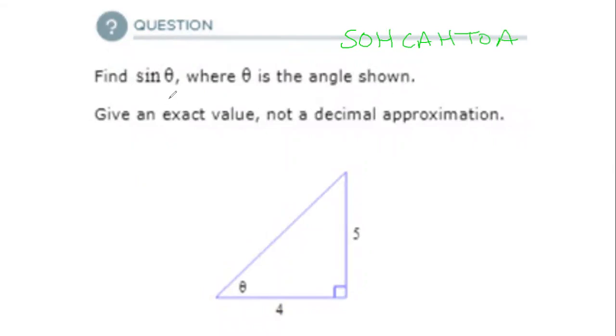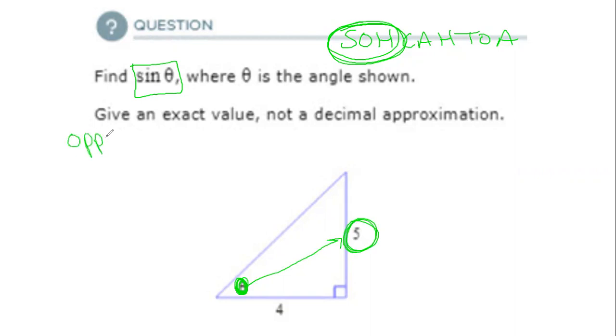SOHCAHTOA. They ask for sine of theta, so this will be what I'm using. I need to focus on the opposite side and the hypotenuse. If this is theta down here, the opposite of that is 5. I know it's going to be opposite over hypotenuse.